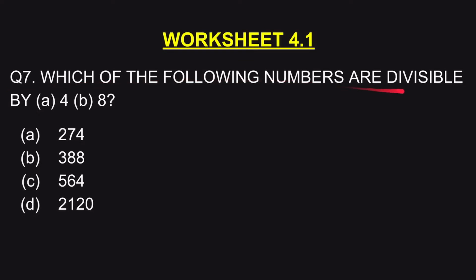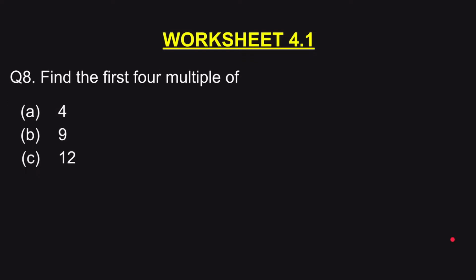Question 7. Which of the following numbers are divisible by A 4 and B 8? A part 274, B 388, C 564, D 2120. Question 8. Find the first four multiples of A 4, B 9, C 12.